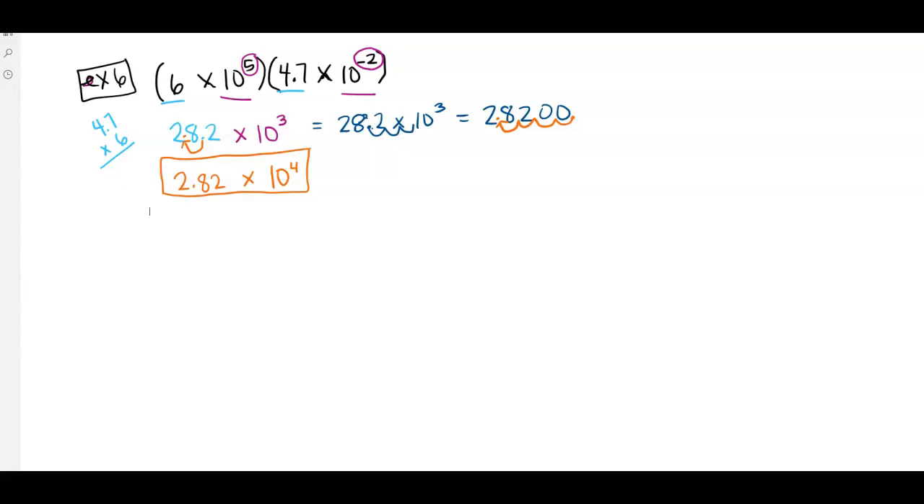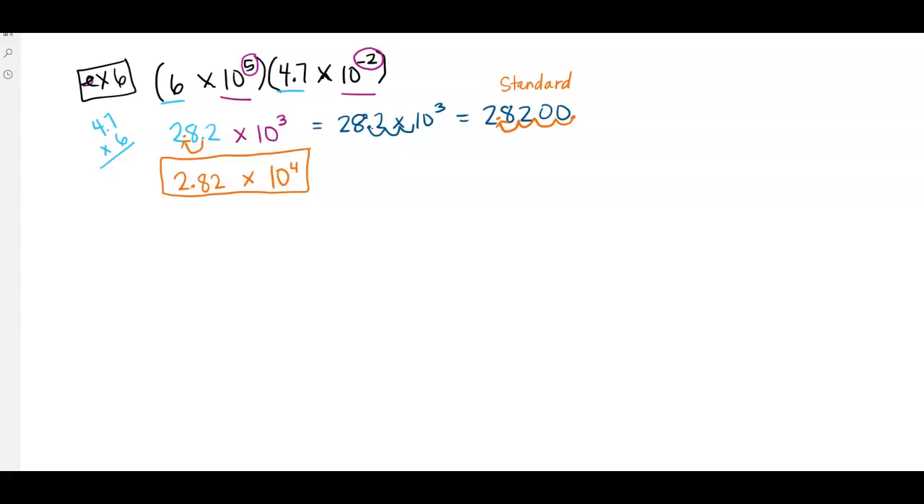Sorry, my computer died as you were talking about this problem. Can you just go over real fast why it was to the 4th instead of 2 or 3? So I took what it originally was, that 28.2 times 10 to the 3rd power. I changed that into standard notation, and then I changed that back to scientific notation. So if it ended here, I'd have to move it over 4 places so that my decimal is between that 2 and that 8.